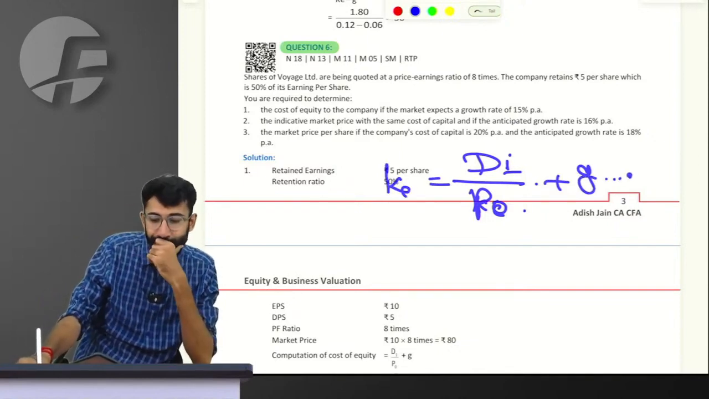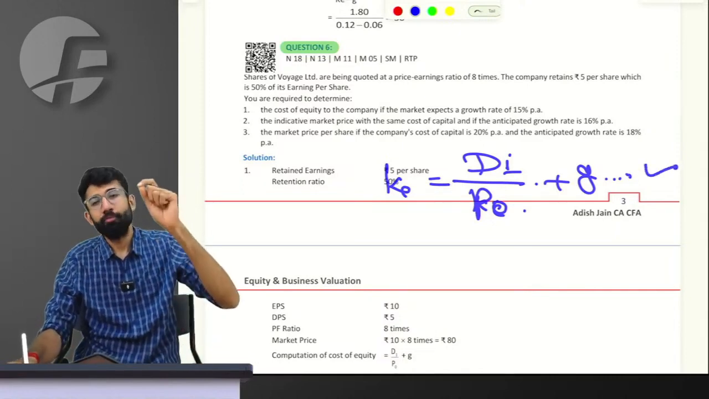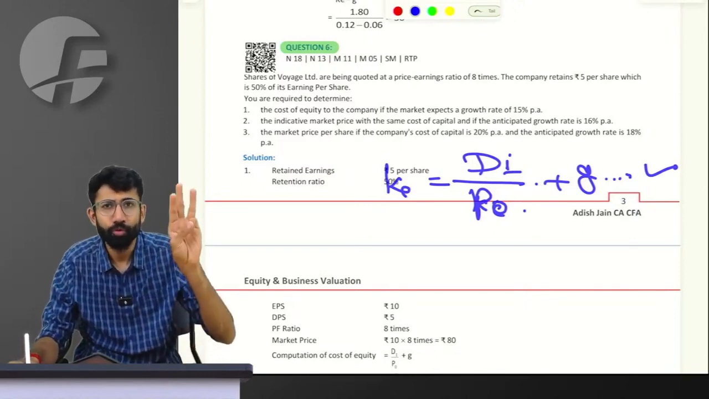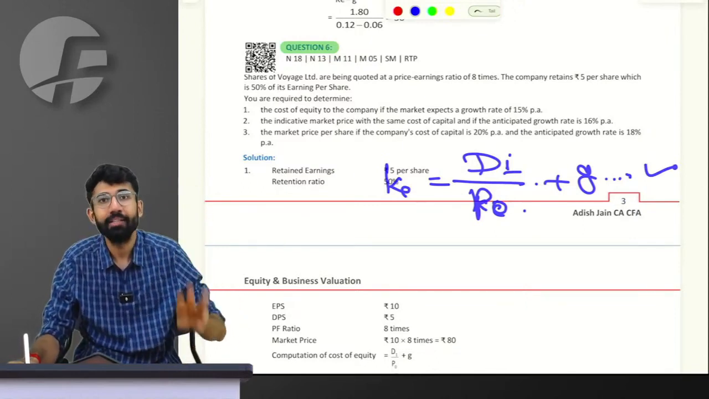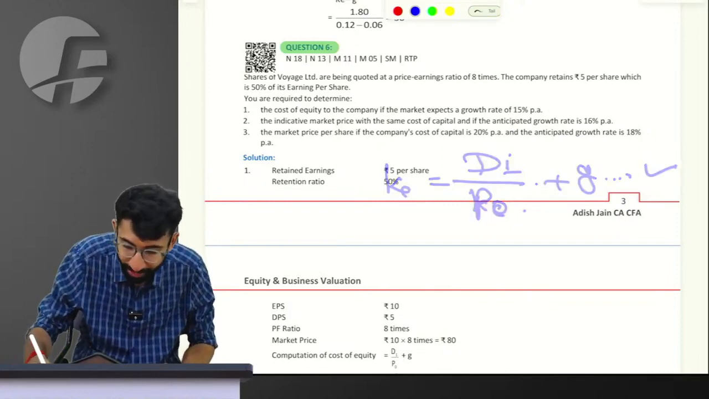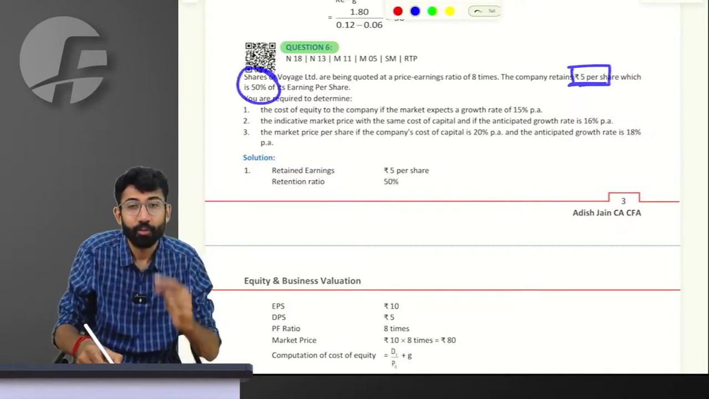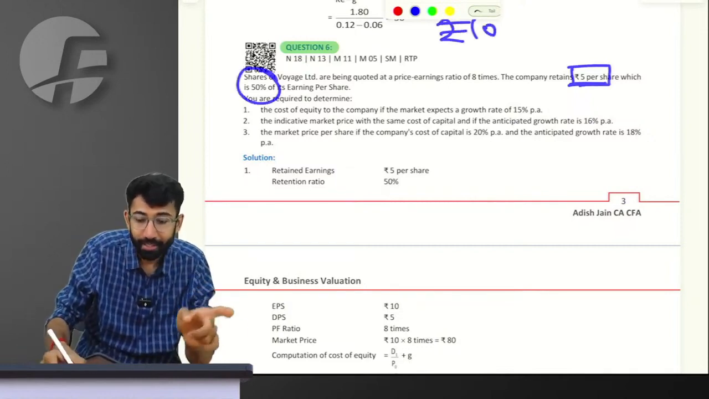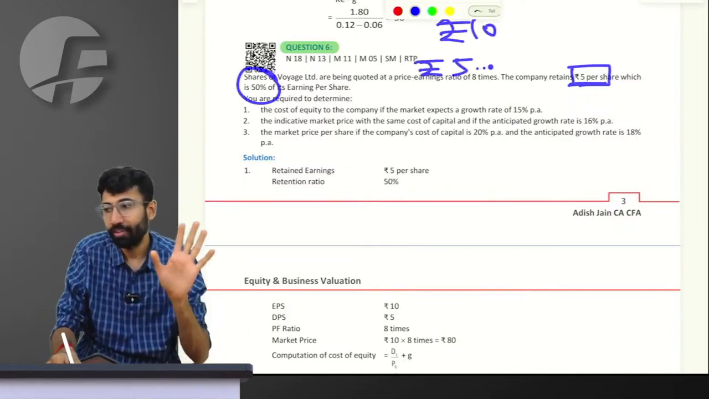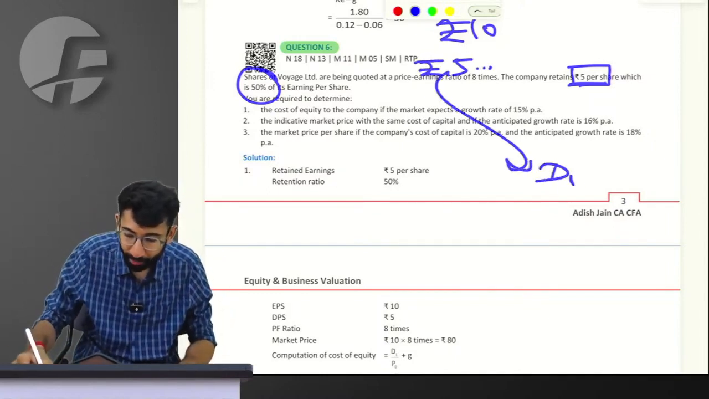Now tell me, if this is the preference, first we will need to make sure that we are able to find this. If we don't find this, then we have to go to third preference, which is earnings yield, which is 1 by P. Sir, do you have D1? Sir, if I have 5 rupee as my retained earning, which is 50%, then obviously my EPS is rupees 10 and obviously my DPS is also 5.